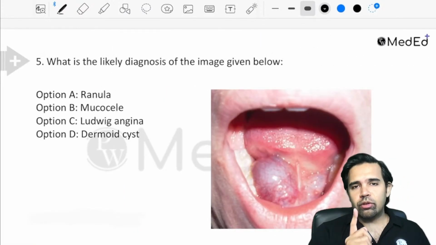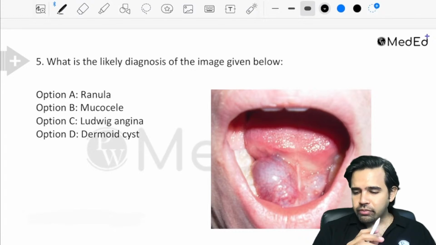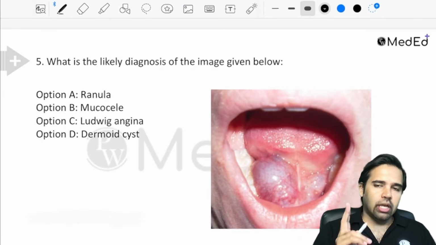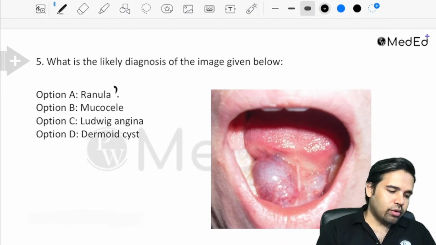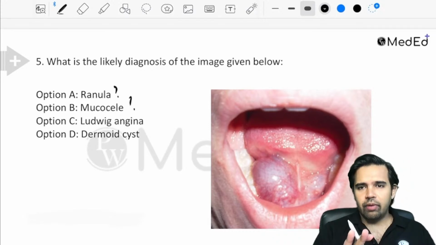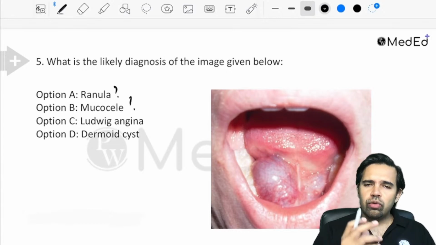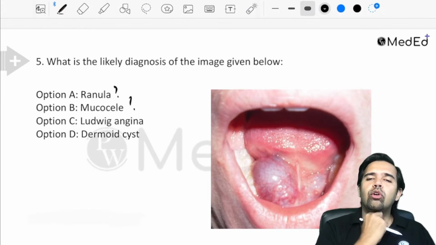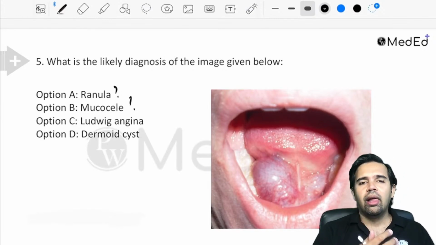It's an image-based spot diagnosis question. Now, what is the likely diagnosis in the image below? Now, all of these four sound a bit similar. Ranula and mucocele में confusion होता है. Whether it is ranula or mucocele, I'm going to tell you in a simple way how to differentiate these two. Ludwig's angina is cellulitis of the floor of the tongue, base of the tongue, with hardening, a strong woody feel over here, and infection and all of that.